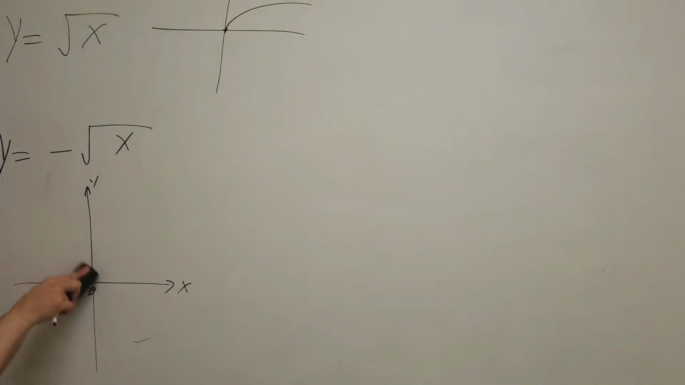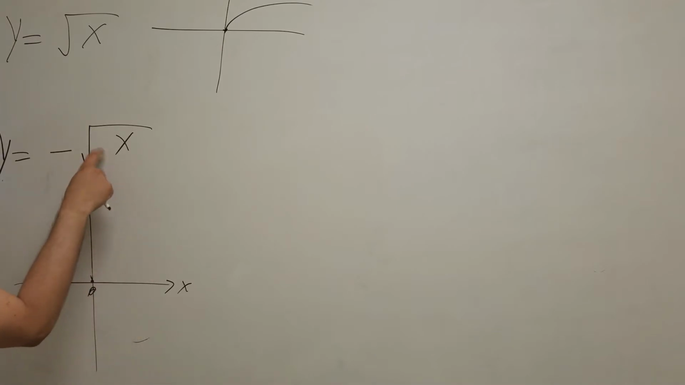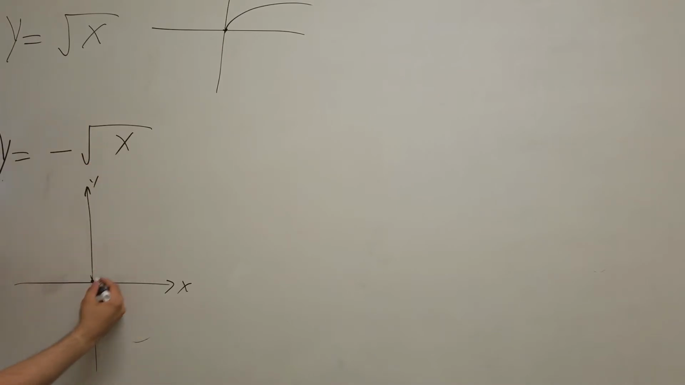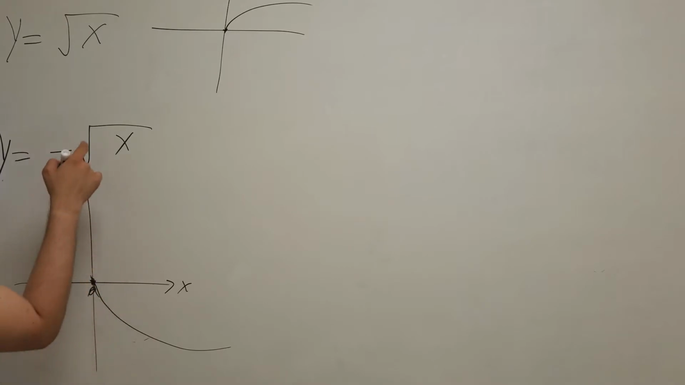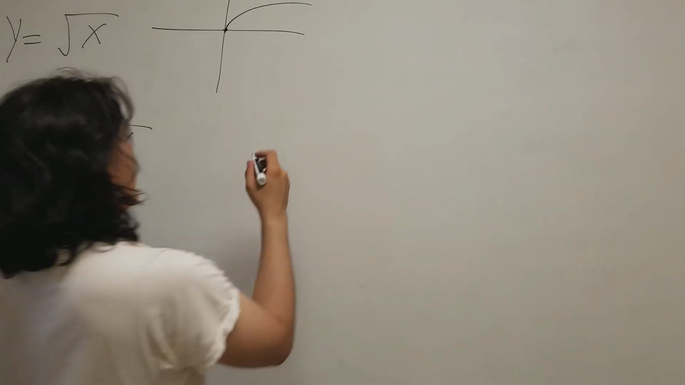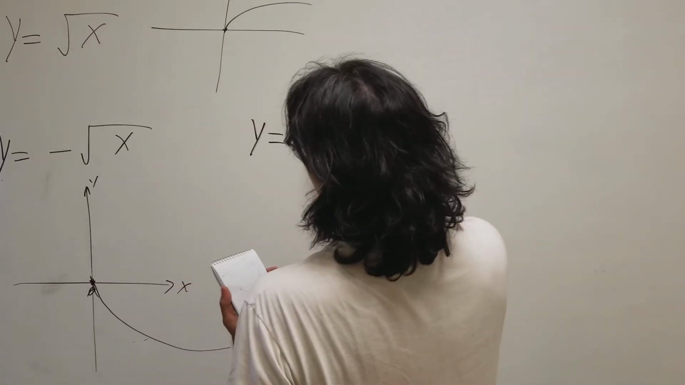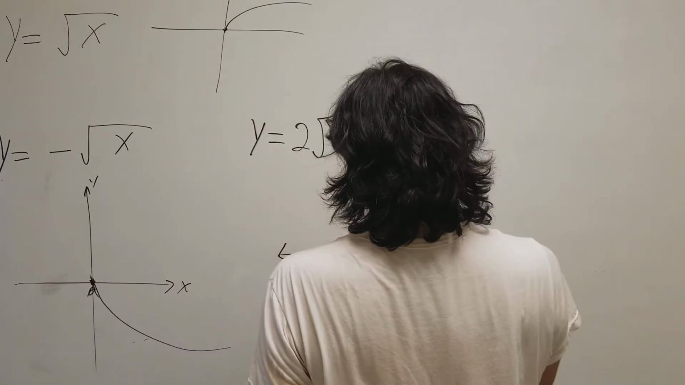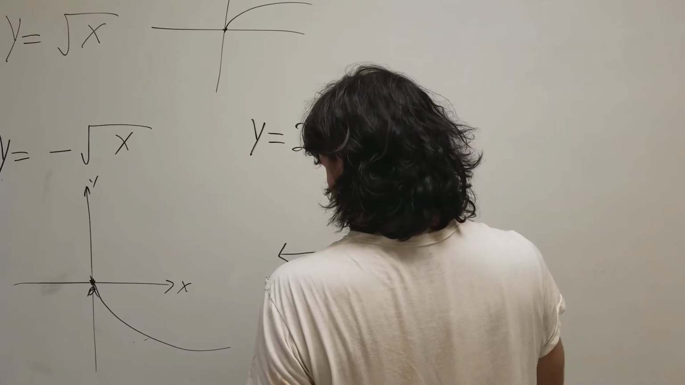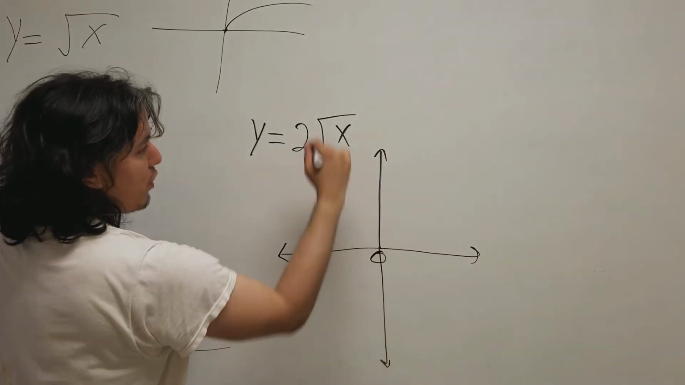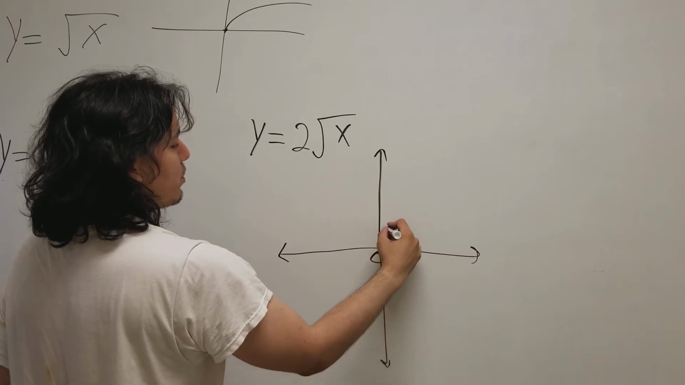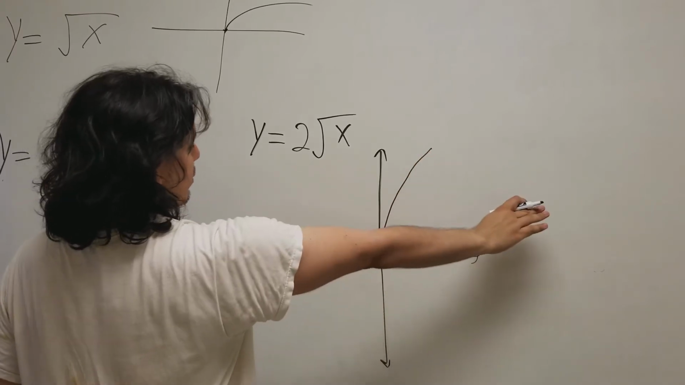Sorry, I made a mistake. That's if the negative sign was within the function. Actually, it mirrors it down, so it goes down this way. That makes sense because no matter what value I put in, it's going to be negative because of the negative sign outside of it. Now, if I gave you y equals 2 root x, you'd stretch it a little on the y-axis so it goes up more instead of shooting out to the right.